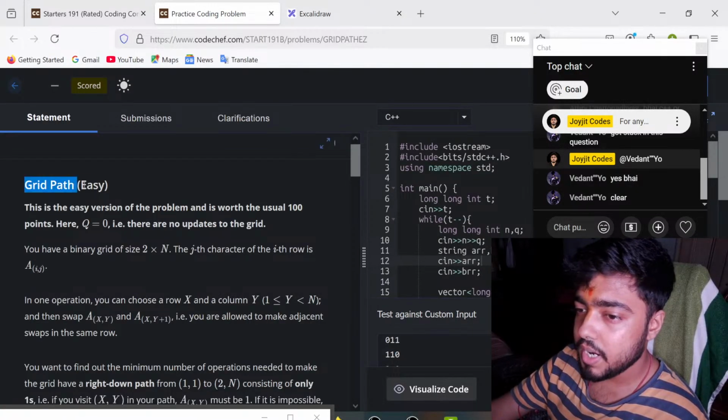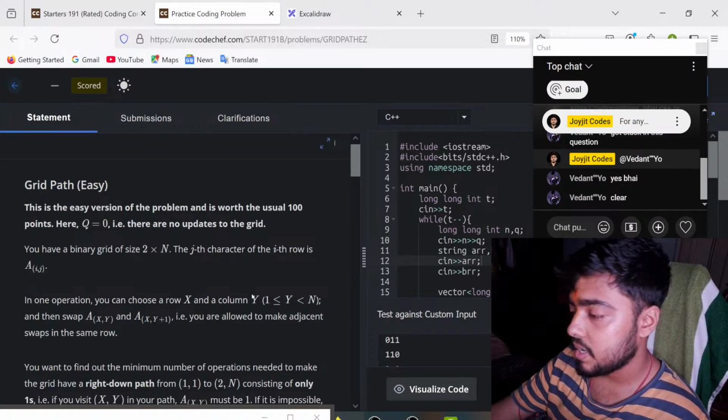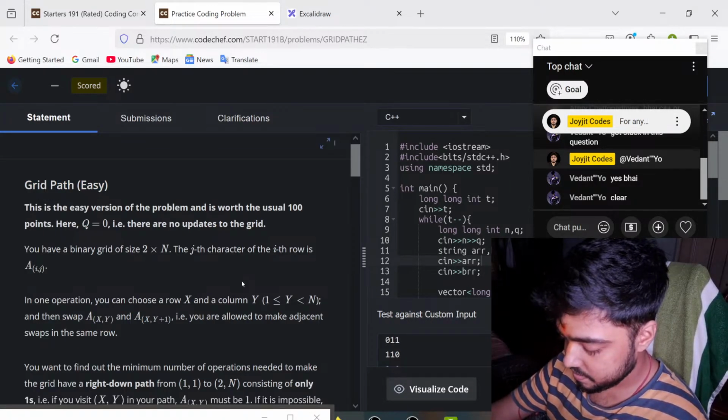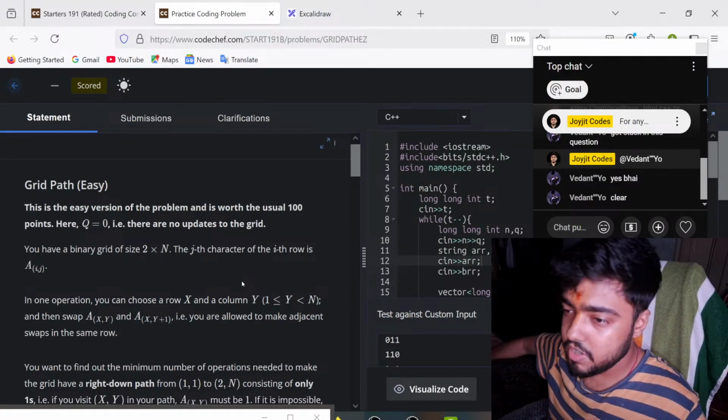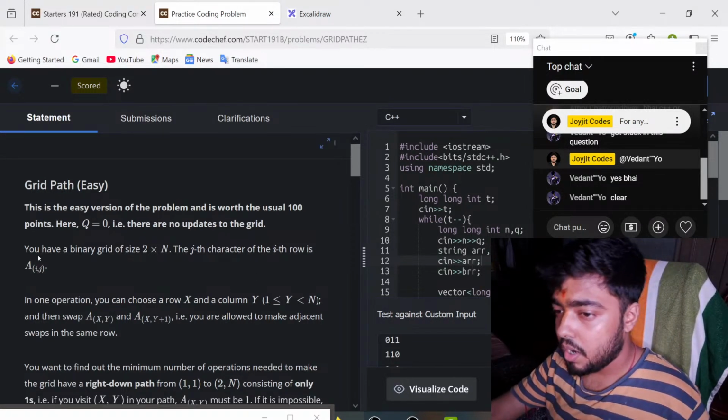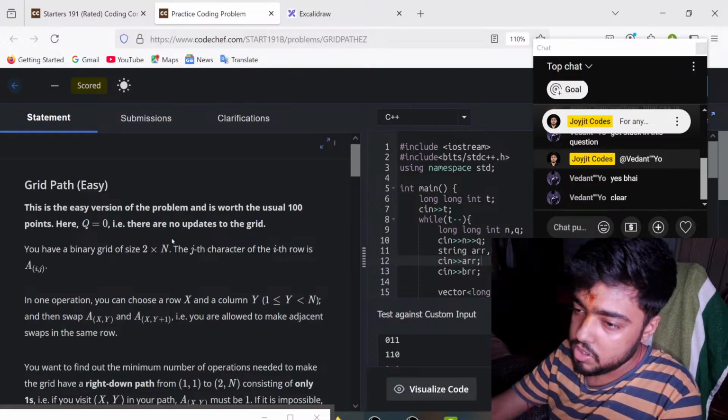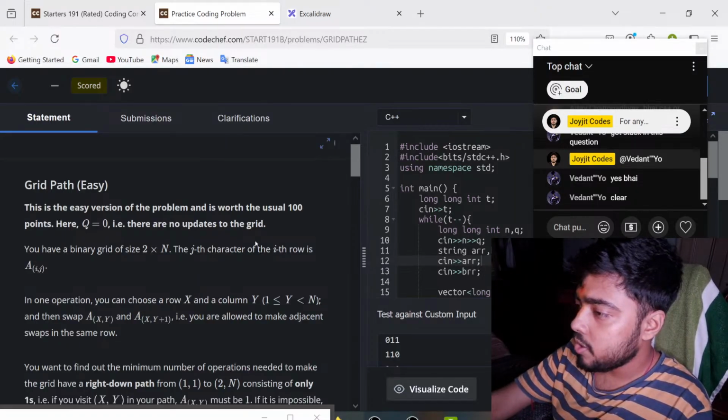So let's go with Grid Path Easy. This is the last problem that I will be explaining. This is the easy version of the problem and is worth the usual 100 points. Here q is equal to 0, so for now, you don't need to know what q is.